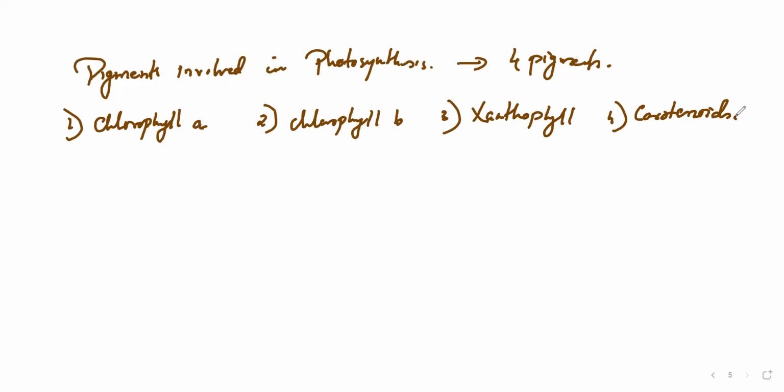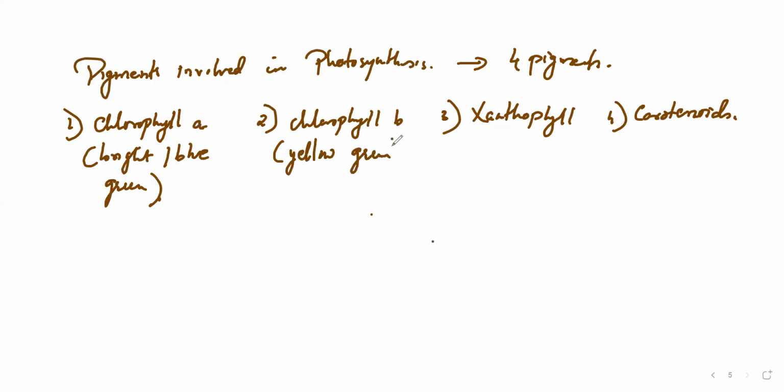Okay, so chlorophyll A basically has a bright blue green color, whereas chlorophyll B is yellow green. So both are almost green, but one is blue green and the other yellow green. Then you have the xanthophyll, which are yellow in color, and the carotenoids, which are yellow or yellow orange.